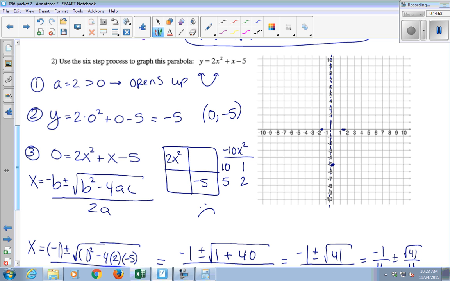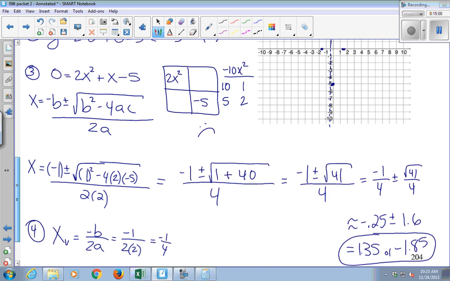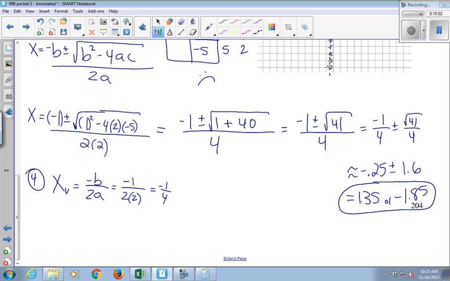My vertex will be somewhere along that line. How do I figure out the y coordinate for the vertex? Yep, plug the 0.25 back into the original equation. The y coordinate of the vertex.